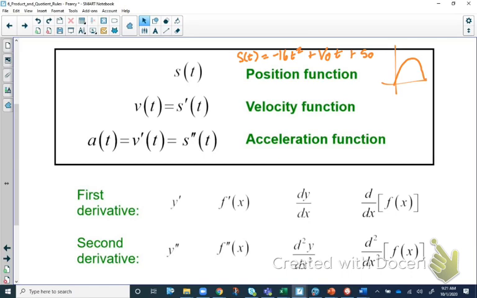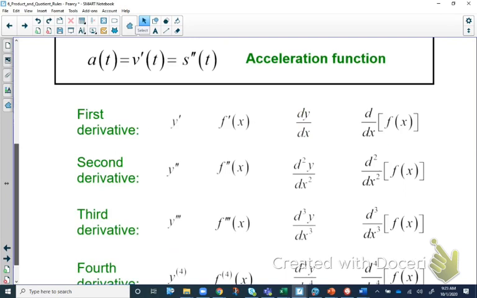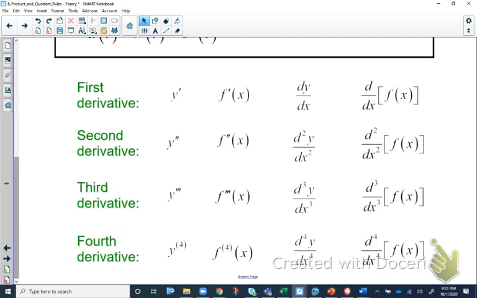Well, that's considered a position function, and if I take the derivative of the position function, we wind up with something called the velocity function. And if I take the derivative of the velocity function, which would be a second derivative of the position function, we wind up with something called the acceleration function. And that's kind of what they're looking at here when they're saying for the derivatives, where we have first, second, third, etc. derivatives, and how they're kind of notated.